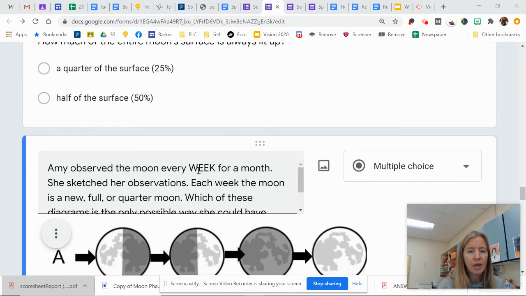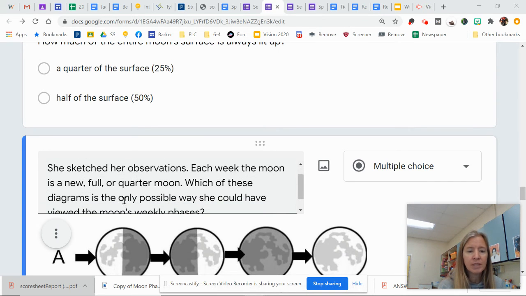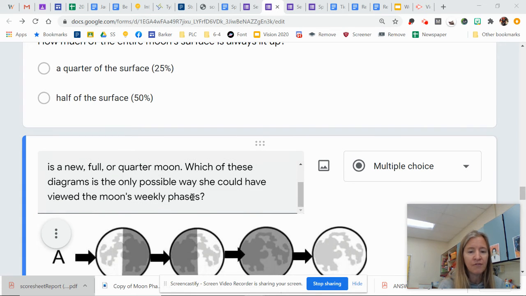Amy observed the moon every week for a month. She sketched her observations. Each week, the moon is a new, full, or quarter moon. Which of these diagrams is the only possible way she could have viewed the moon's weekly phases?